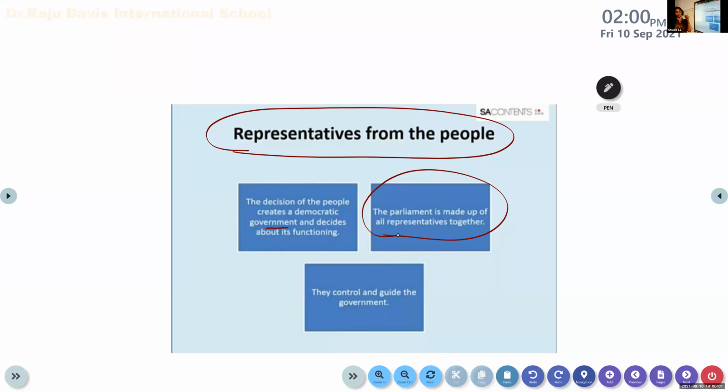Okay. So, children, we are electing the representatives. The people are deciding the representatives. These representatives are framing the laws for the entire country. And the constituencies. My question was, what are constituencies?